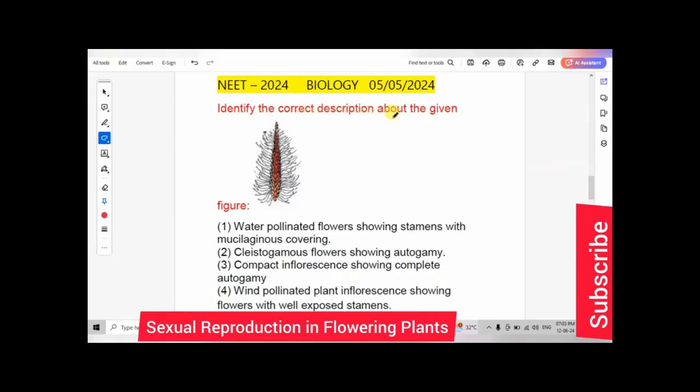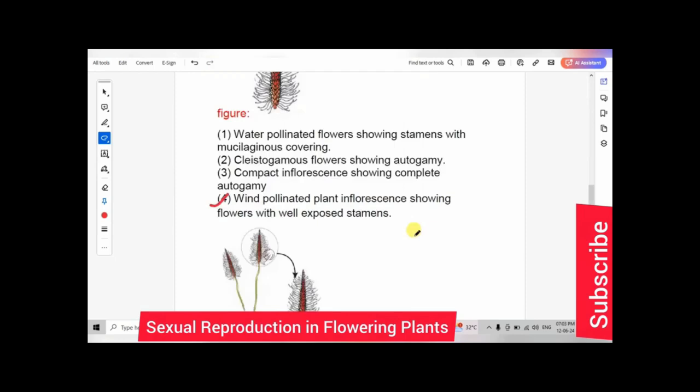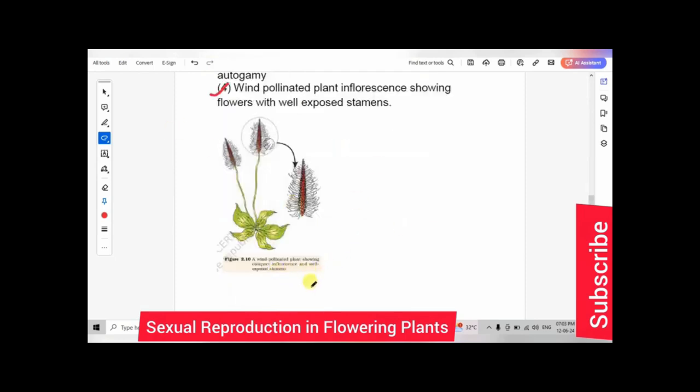Biology NEET 2024. Identify the correct description about the given figure, and it is option 4, wind pollinated plant inflorescence showing the flowers with well exposed stamens. You can see the NCERT diagram and description here.